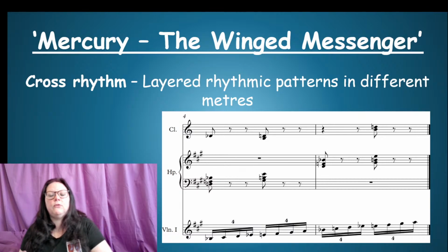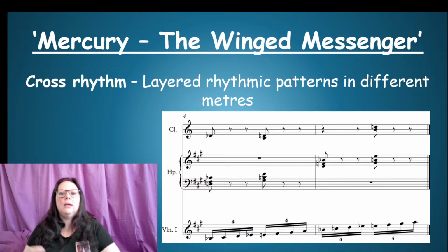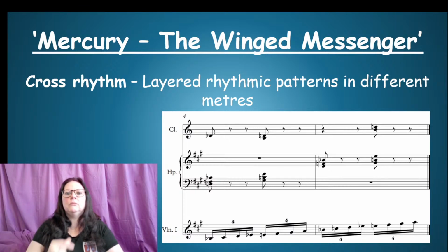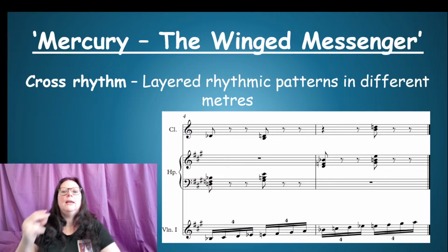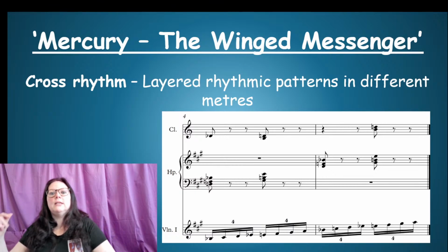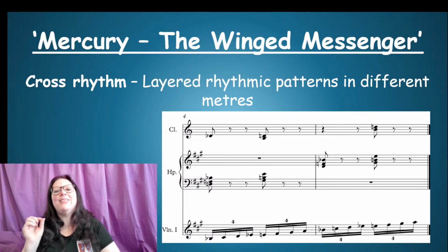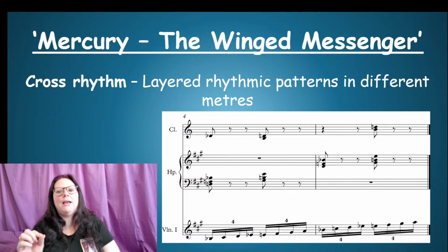1, 2, 3, 4, 5, 6. So there's my 1, 2. Now the violin goes 1, 2, 3, 4, 5, 6, 7, 8. At the same time as the harp and the clarinet are going 1, 2, 3, 4, 5, 6.